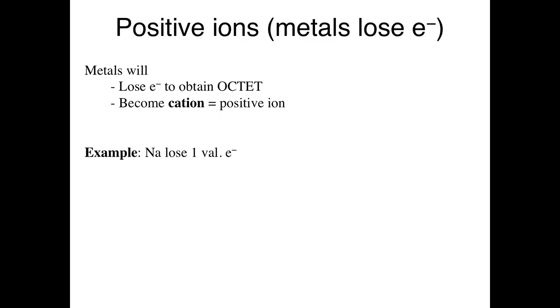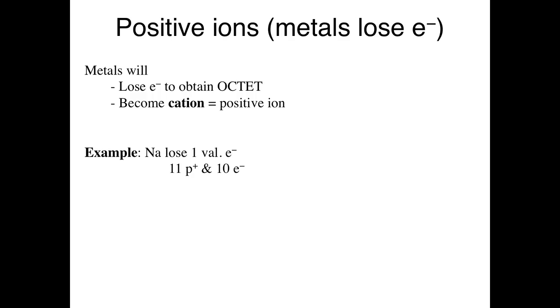So let's go back to our example of sodium losing that 1 electron. Let's take a look at our periodic table for this example. Sodium is what element? The atomic number of sodium is 11. So that tells you that sodium has 11 protons and 11 electrons. So if you start out with 11 electrons and you lose 1 electron, how many electrons do you have left? You would have 11 protons and 10 electrons.